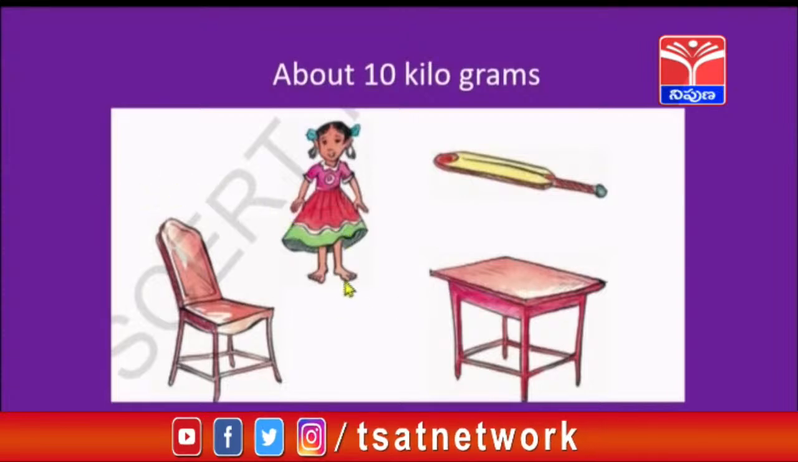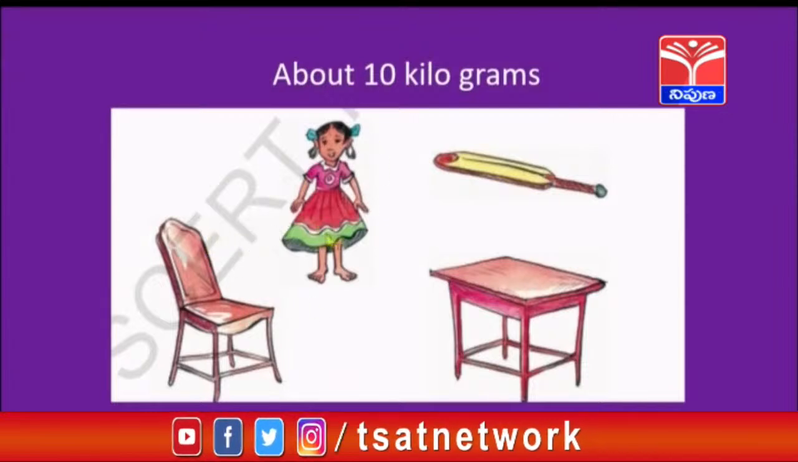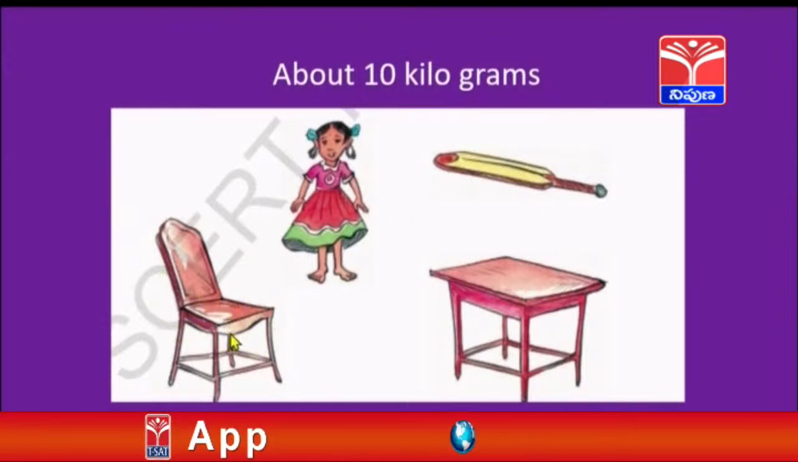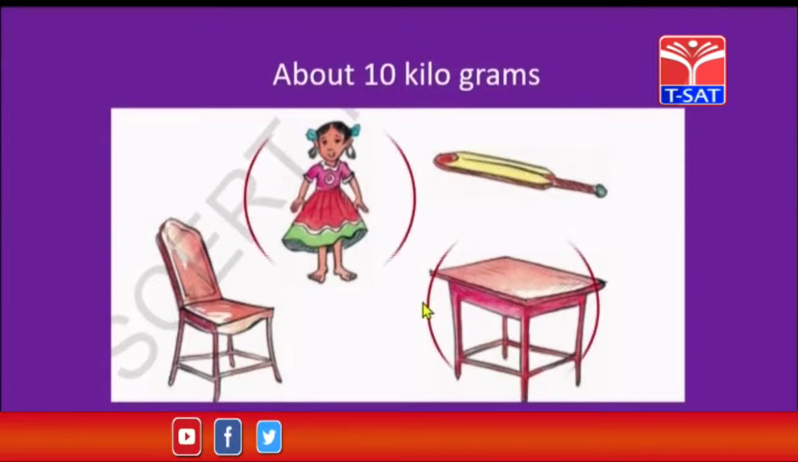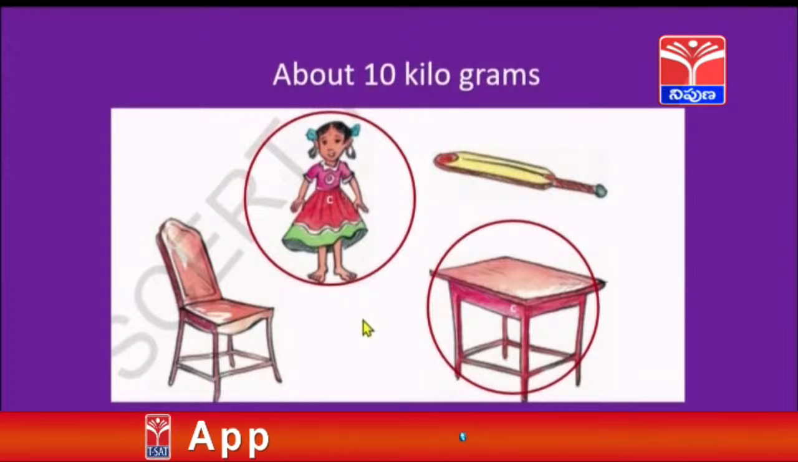And now look at these pictures. Identify the objects which have weight about 10 kilograms. Children, it's a cricket bat. What may be the weight of this bat? No, it couldn't be around 10 kilograms, right? Yes. What about this girl? Yes, this girl may be 10 kilos weight. And this chair, it couldn't be around 10 kilograms of weight, right? And coming to this table, definitely it may weigh above 10 kilograms. Thus, the girl and the table may weigh about 10 kilograms. The chair and the bat may not weigh about 10 kilograms.